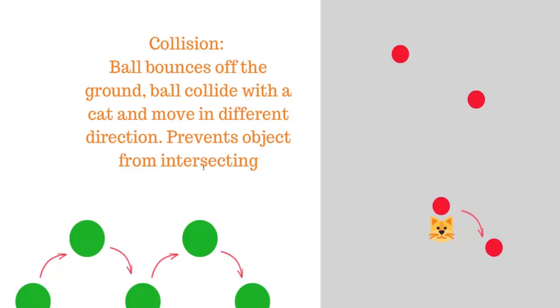So that means two objects will not intersect each other. When they come in close contact, they will bounce off each other. So that's exactly the behavior that we have in our game. That's what we saw in the last video, where when the ball touches our cat, the ball simply bounces off our cat. So that's collision, which is quite straightforward.